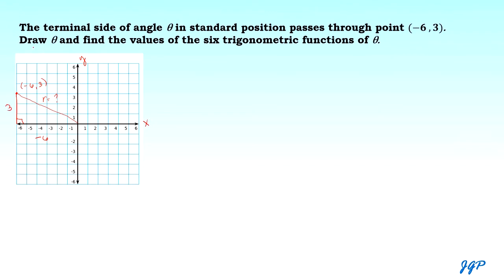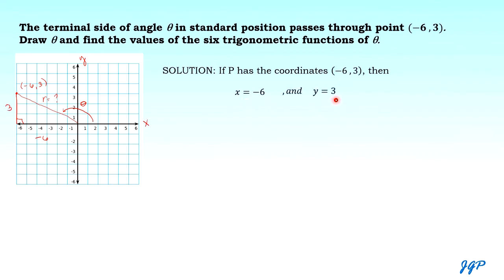Okay, this time let's draw the theta. Since our theta is in standard position, this is our initial side and this one is our terminal side. Meaning, from this point, it moves up to the terminal side, and that is now the value of your theta. And again, before finding the 6 trigonometric functions, you need to find the value of this r. And to find that, let's have the solution of our problem. Since our point has the coordinates of negative 6 and 3, then your x is negative 6 and your y coordinate is 3.